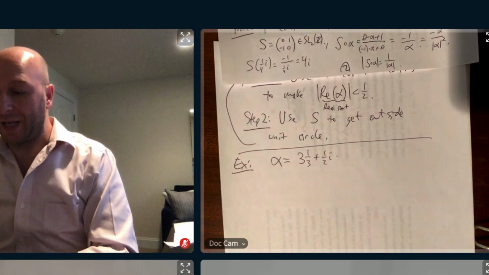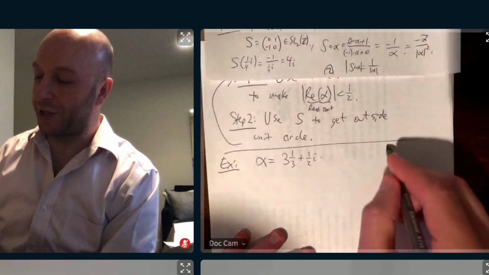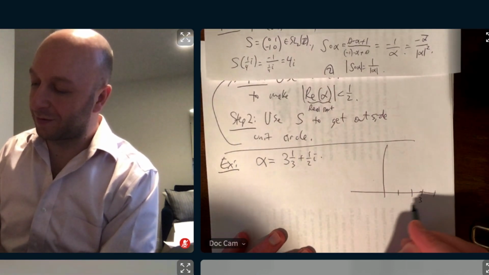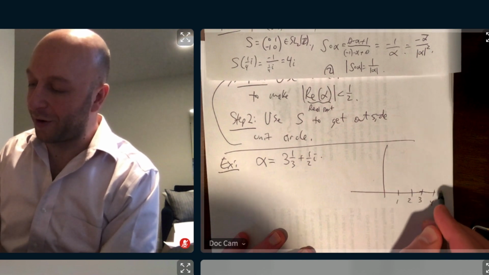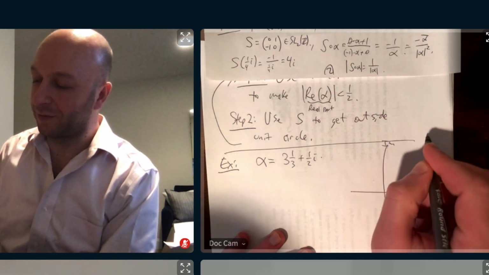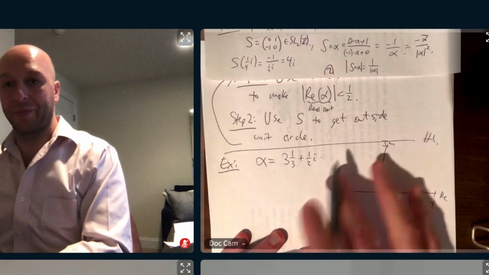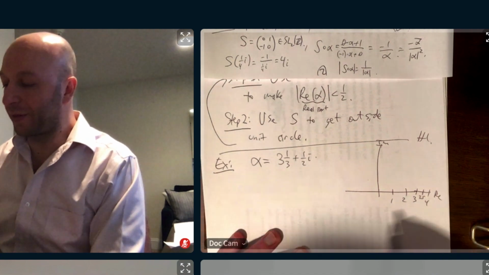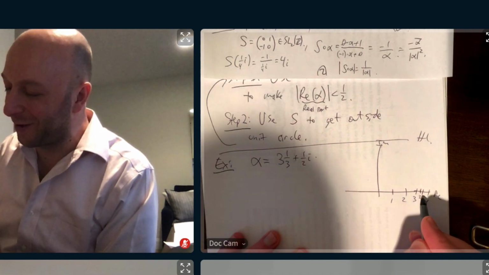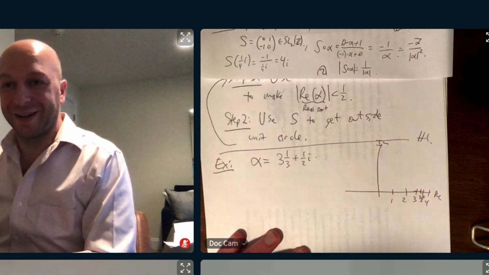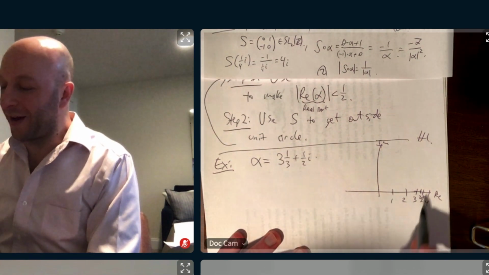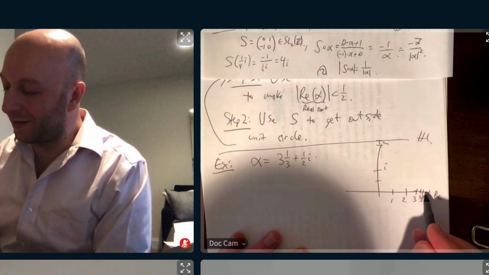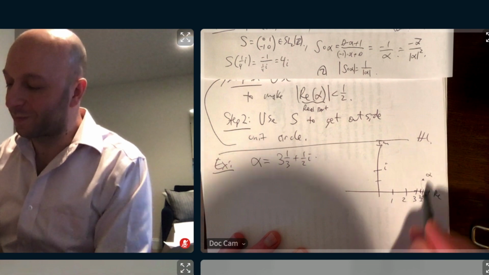Okay? Let's see how we can reduce this. So again, geometrically, we're here. 1, 2, 3, 4. This is the real part. This is the imaginary part. We're in the upper part of the complex plane. So 3 1/2 is right here. This is 3.5. 3 1/3 is right here. And then a half i, well, let's say this is i. So a half i is right about there. So here's my point alpha. Is everybody following?